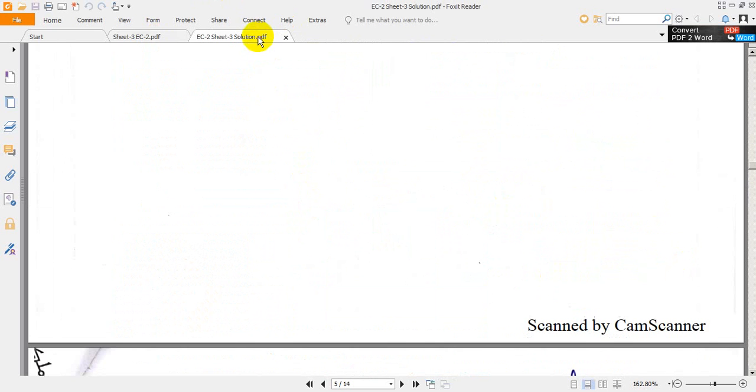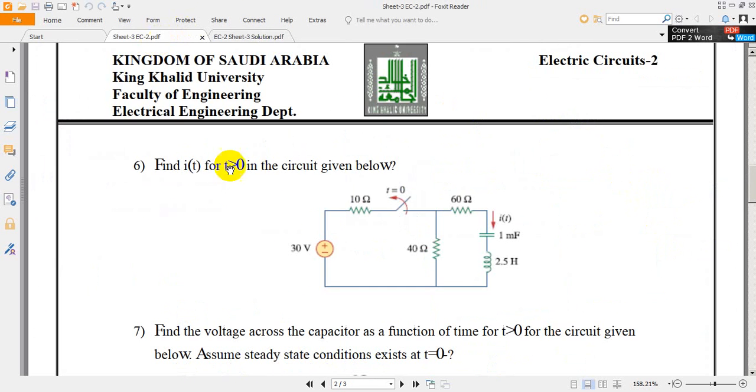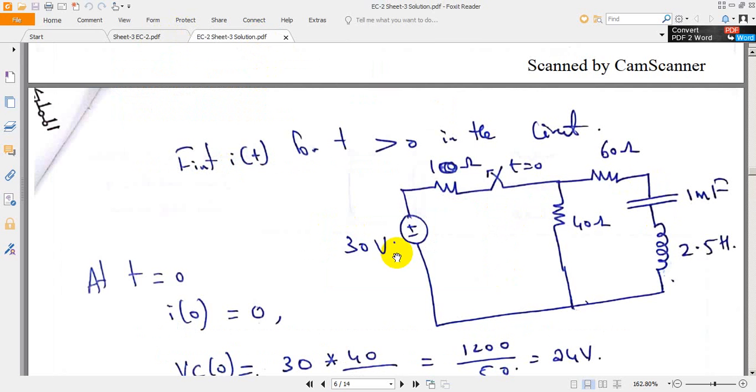Coming to the question number 6, we need to find the current flowing through the system I of t. This current, if you go to the problem, current I of t is the current through the capacitance. Current through the capacitor, which is also the current through the inductor. Find I of t for t greater than 0 in the circuit.